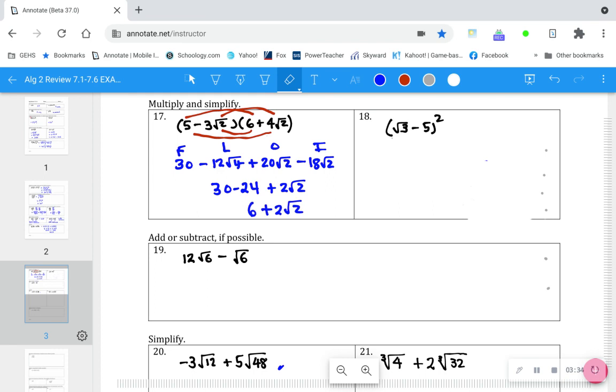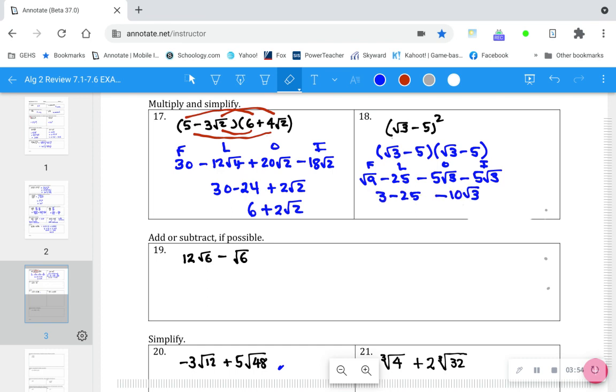Okay, on problem 18, you have a binomial that's being squared. Resist the temptation just to square both parts of it. You have to write it out twice and then FOIL it, or I prefer first, last, outer, inner instead of the typical order. And you can then combine your like terms and get your answer.